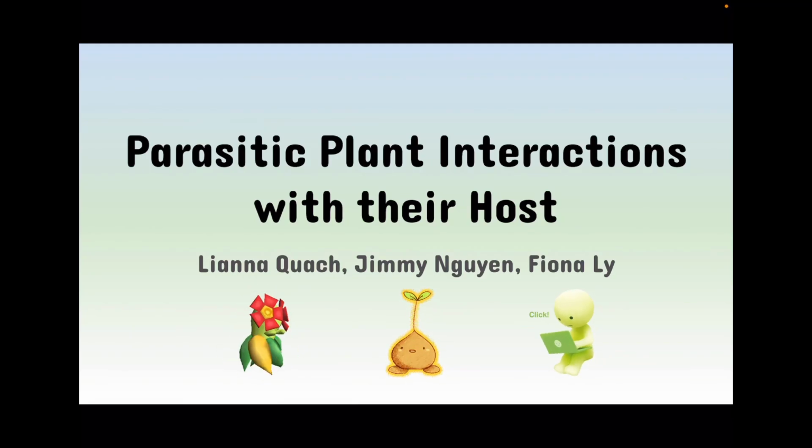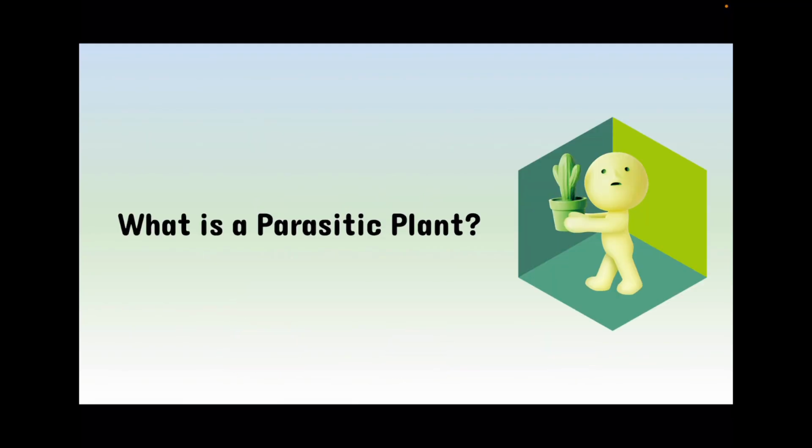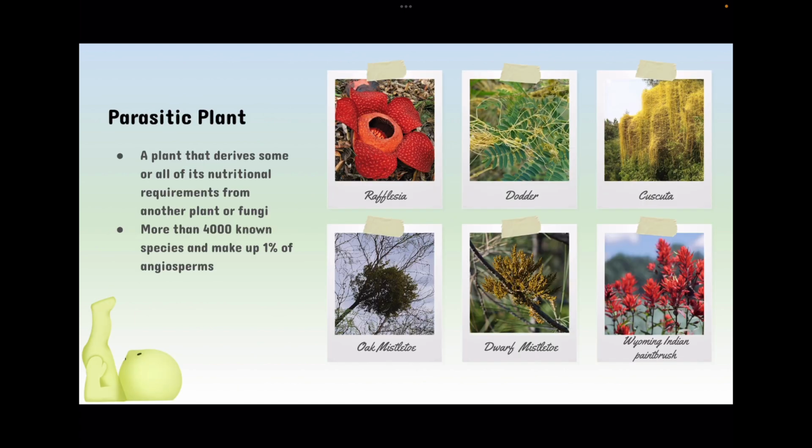Parasitic plant interactions with their host. What is a parasitic plant? A parasitic plant is a plant that derives some or all its nutritional requirements from another plant or fungi.